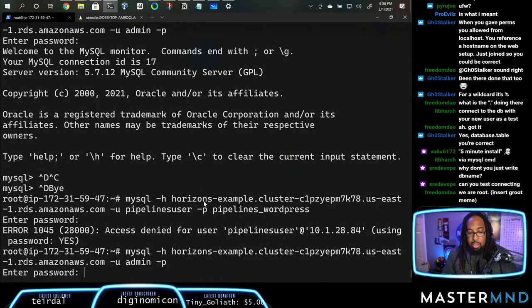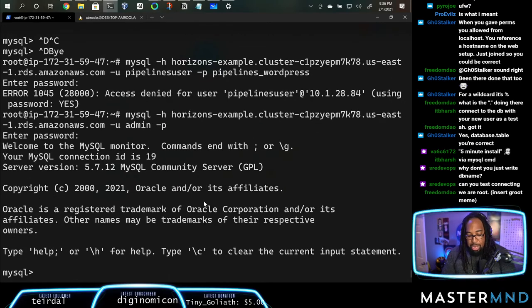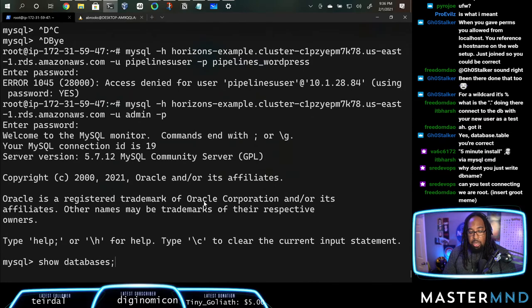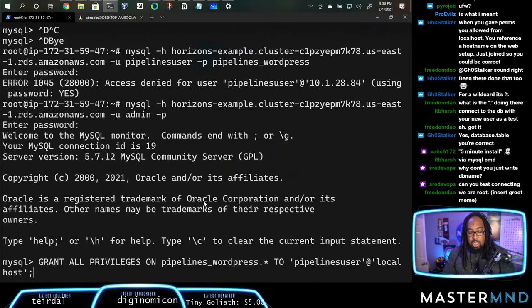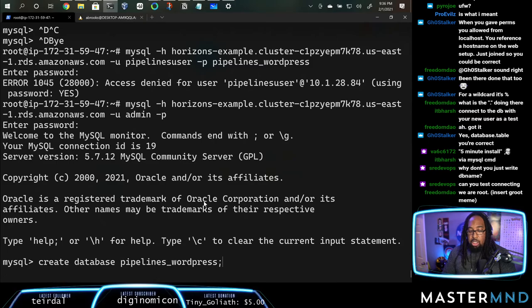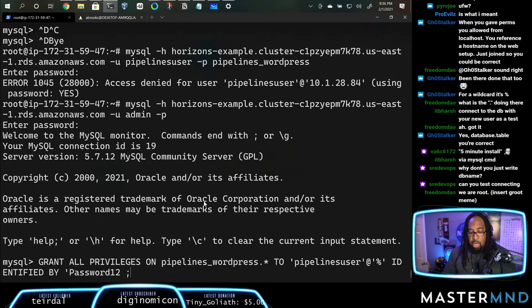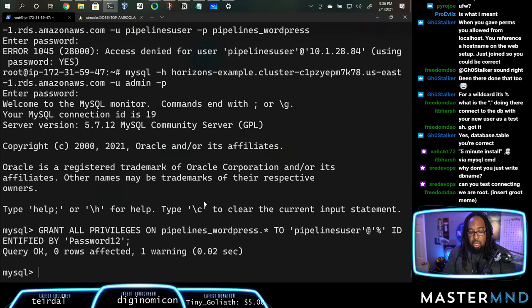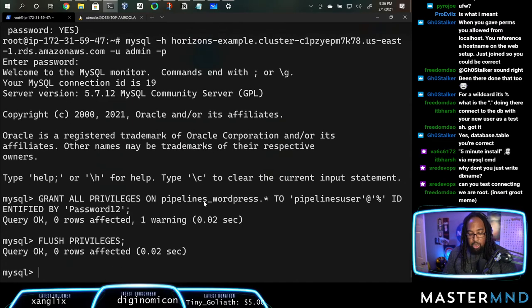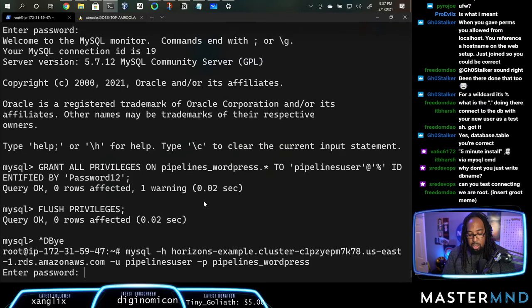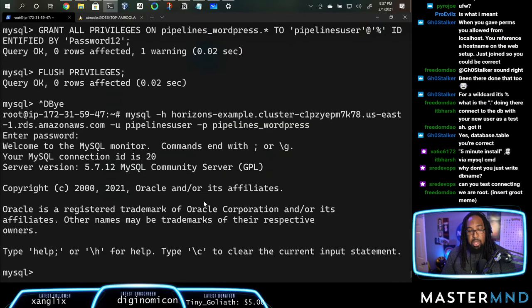So let's see what our problem is. One second. We are root. When we're root, we're fine. It might have been my create user command, to be honest. Create database. Oh, do I need, so can I do this? What happens if I do this? And do the password 12 here. Let's try that. All right, so that does it.